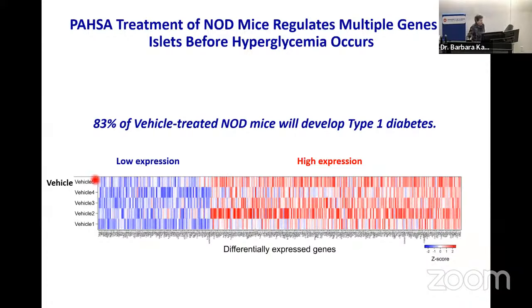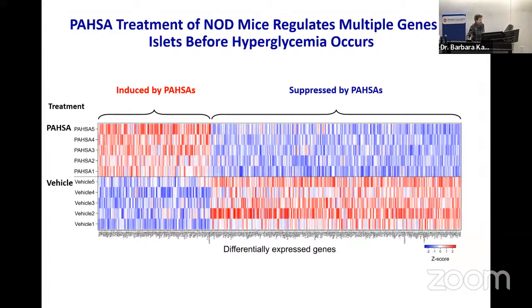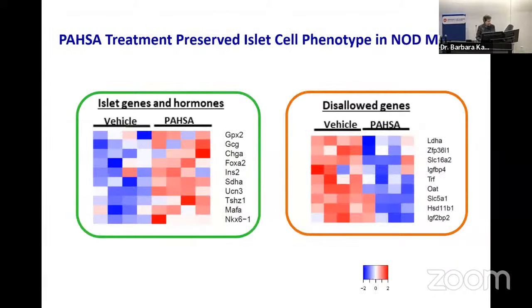So here are 5 different vehicle-treated mice. Lots of genes are expressed at low levels, many genes at high levels. Now, 4 out of 5 of these mice are going to get type 1 diabetes. So how do PASAs prevent that at the gene expression level? And you can see marked alteration in gene expression for hundreds of genes with PASAs. So what are these genes?